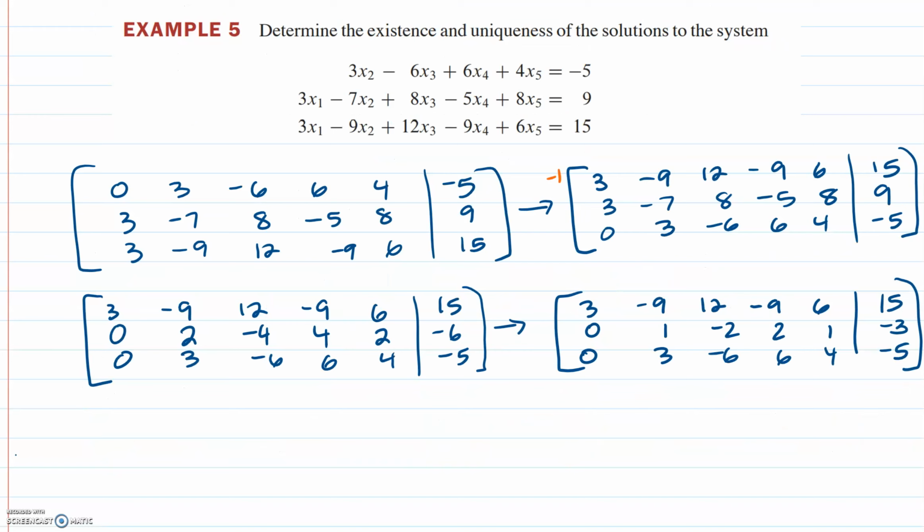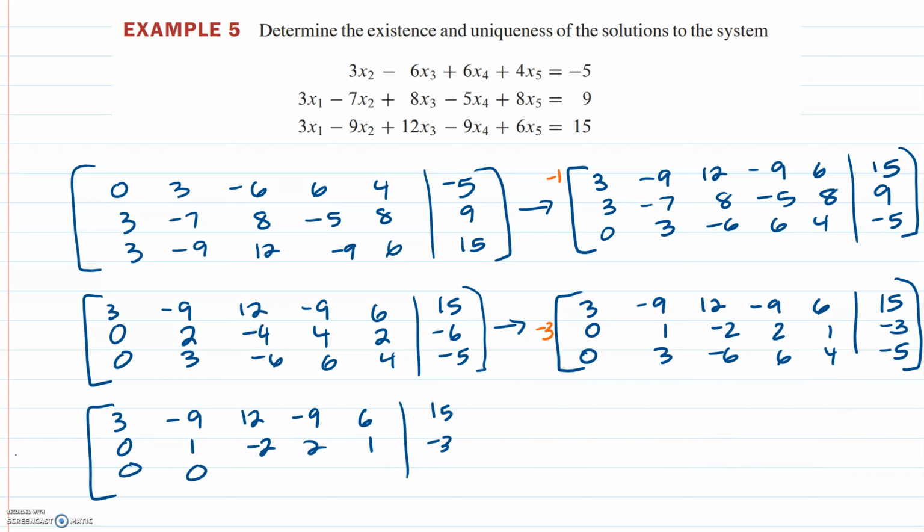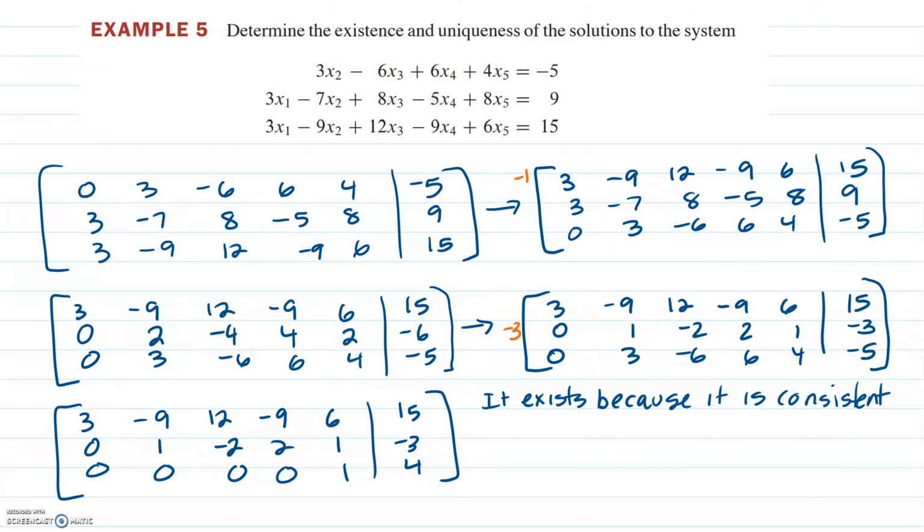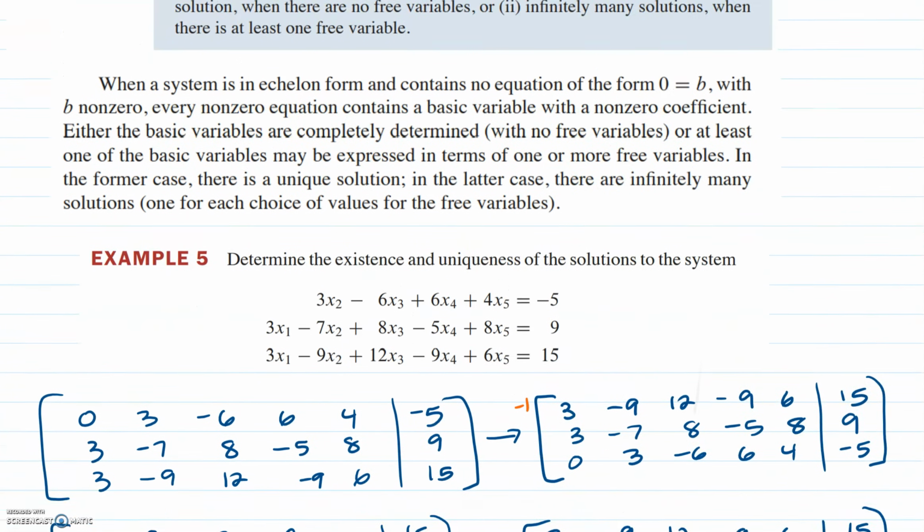Finally, I'm going to take -3 times the second row and add it to the third. We're going to get a 0, 0, lots of zeros, but okay, good. We have a 1 there, and finally this would be a 4. So a solution does exist. It is consistent. If this would have been a 0 here, it would have been inconsistent and it wouldn't exist.